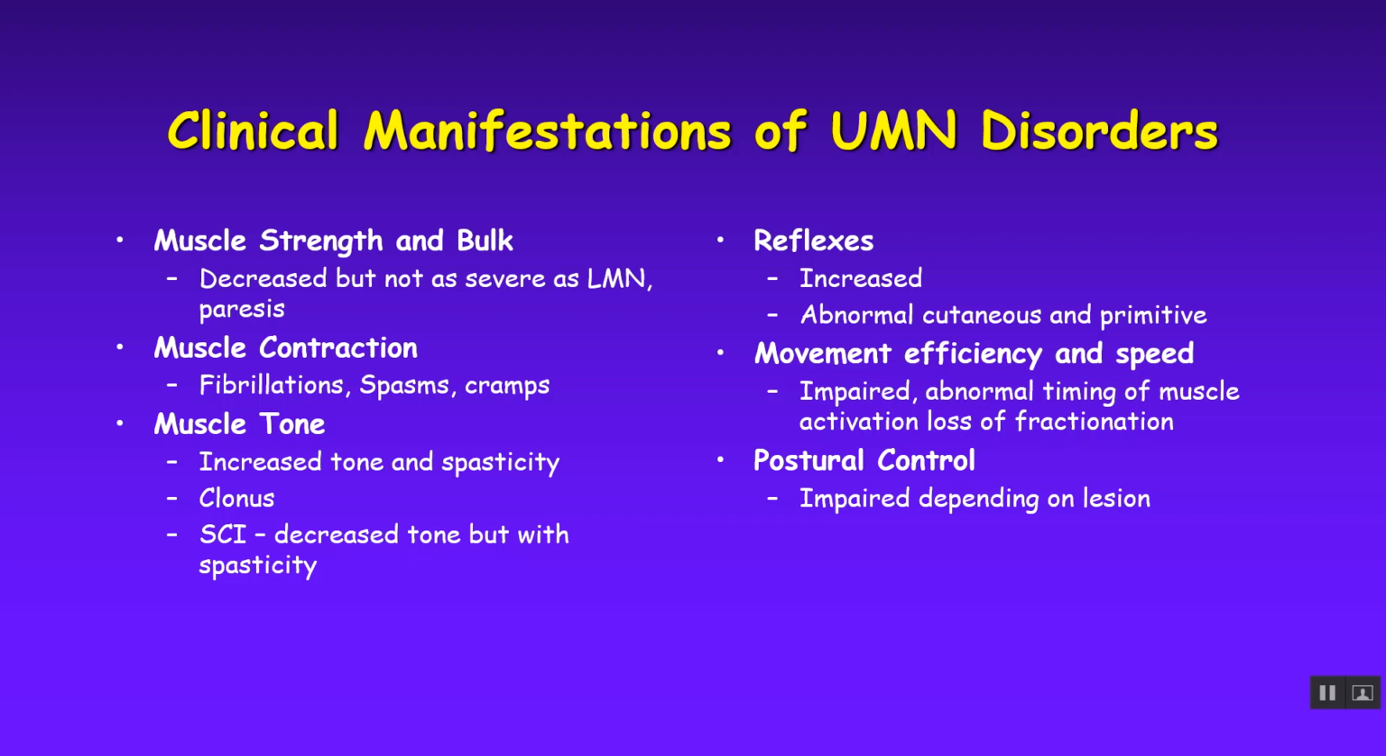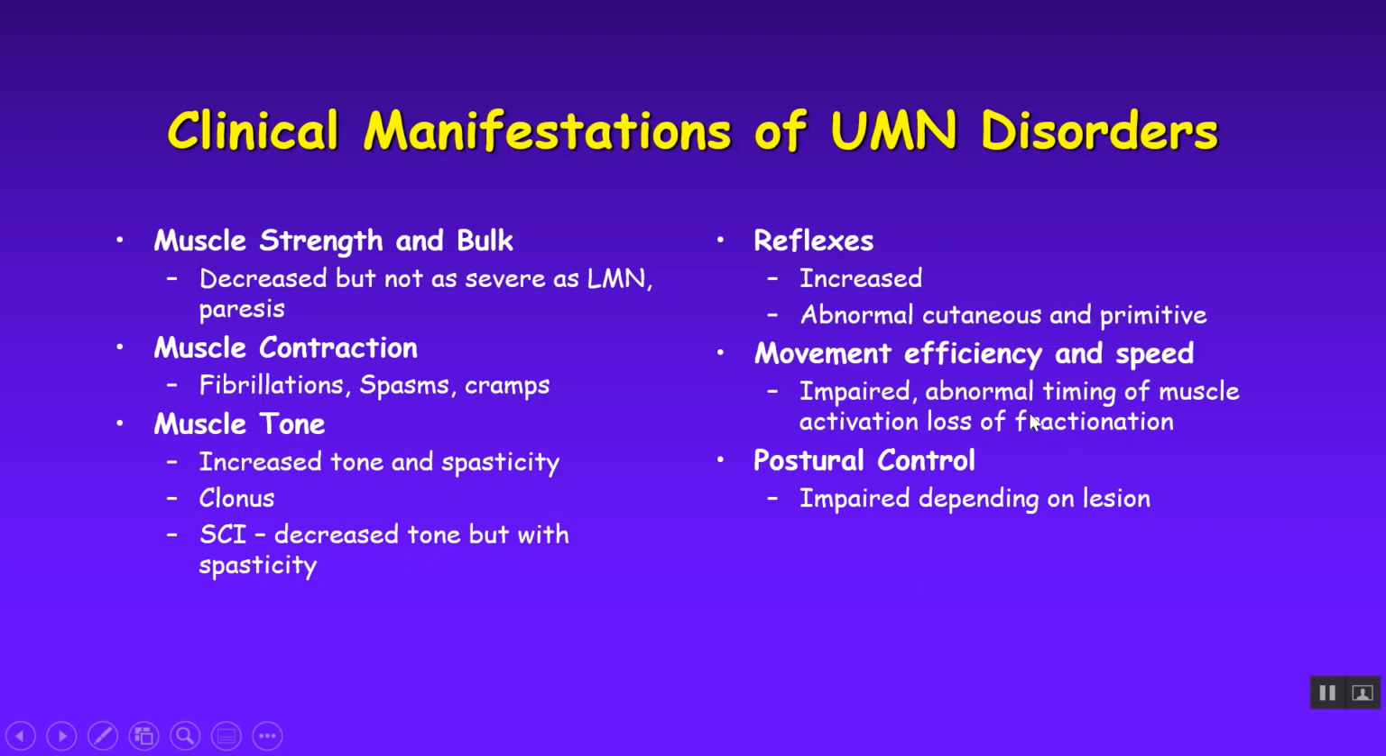And if they have subtle weakness, the arm might drop a little bit, but their hand will drift into pronation without them even noticing it. That's called a pronator drift, and that would be a sign of an upper motor neuron lesion, a subtle upper motor neuron lesion in the cortex, typically, for that's affecting their right side.